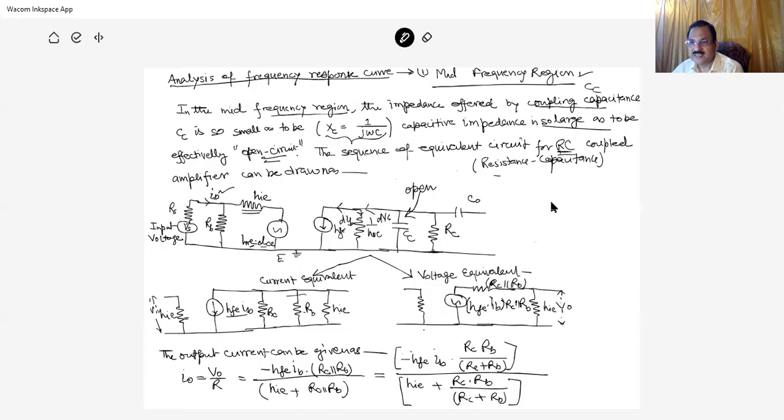So in this case, these two resistances RC and RB are parallel. These are the parallel resistances. So the parallel resistance contributes when we transfer this into the voltage equivalent circuit. So we have this hfe into dIB and the RC RB equivalent circuit, and hie.